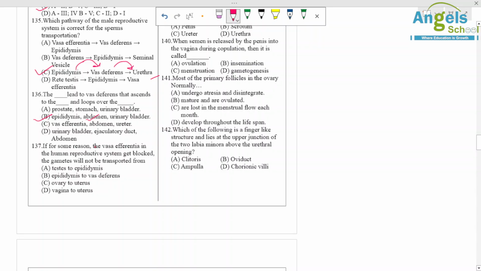Question number 137. If for some reason the vasa efferentia in the human reproductive system gets blocked, the gamete will not be transported from: testes to epididymis, epididymis to vas deferens, ovary to uterus, or vagina to uterus. These last two are wrong. If the vasa efferentia is blocked, then sperm will not come out of the testes, so sperm cells will not reach the epididymis. Okay, so option A is right.